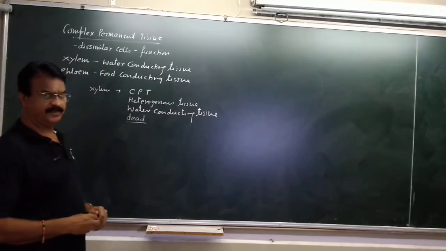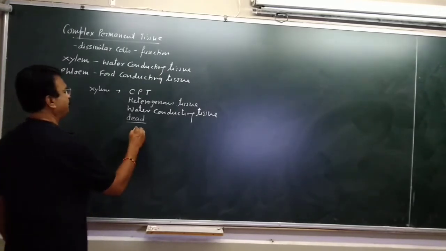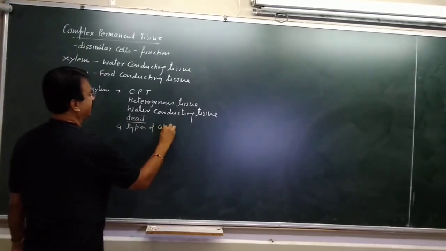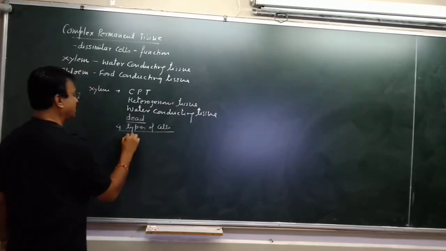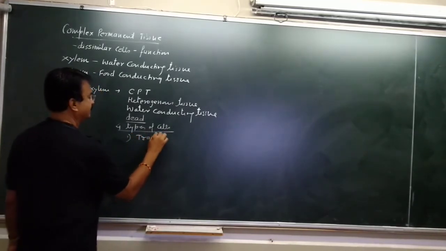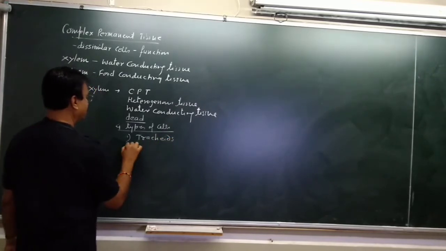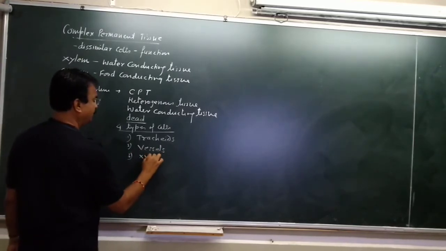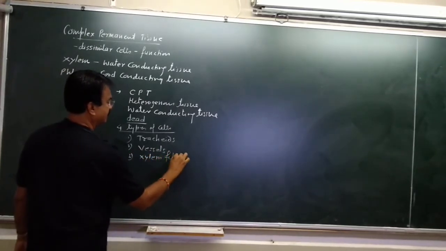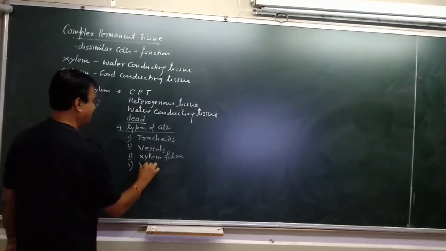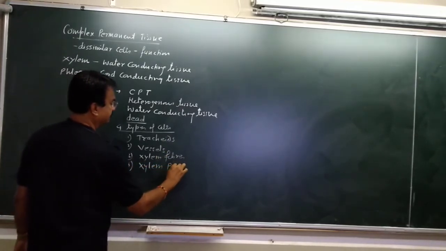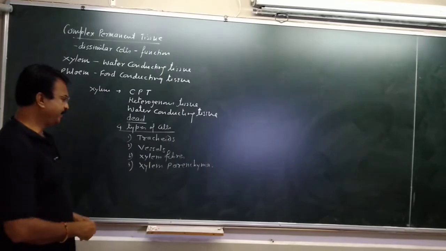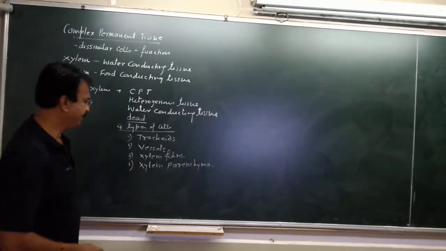If you see the xylem, its components are made up of four kinds of cells. Four types of cells are there in xylem, and these four types of cells are tracheids, second vessels, third xylem fibers, and fourth xylem parenchyma. So four types of cells are there: tracheids, vessels, xylem fibers and xylem parenchyma.